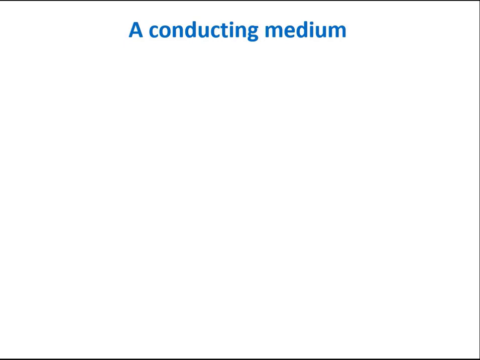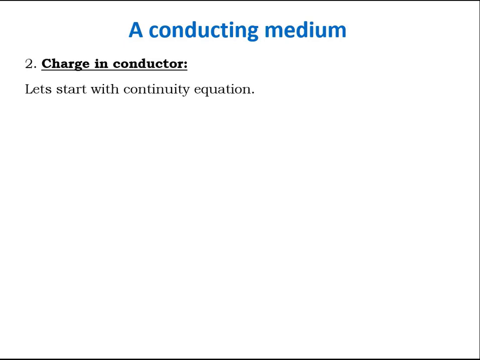Next, we shall see how charge behaves in a conductor. A conducting medium is defined by a zero charge density. Do you believe? Let a conducting medium be given a charge density rho. Now the continuity equation is the starting point. In this, J can be replaced using Ohm's law. So J is sigma E. And then the divergence of E can be written using the first Maxwell equation in terms of charge density rho.